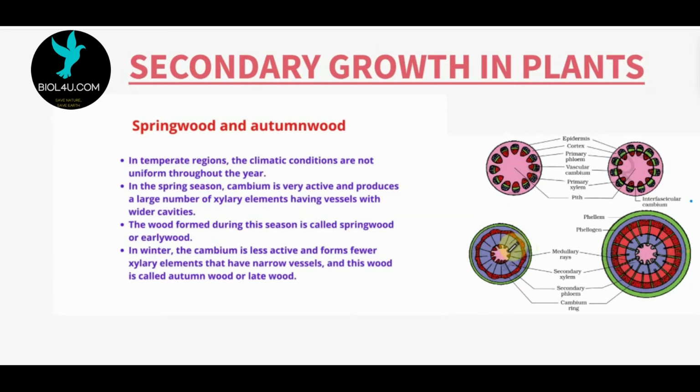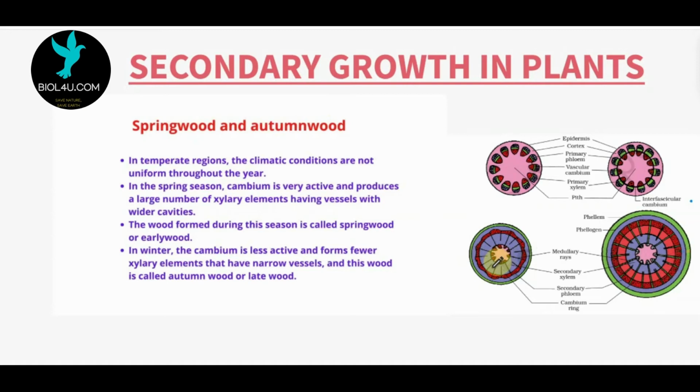Okay, so due to that, this cambial ring does not function uniformly, it performs its activities differentially. As a result, in the plant they form two types of wood, the spring wood and autumn wood. So let us analyze what the spring wood and autumn wood are.